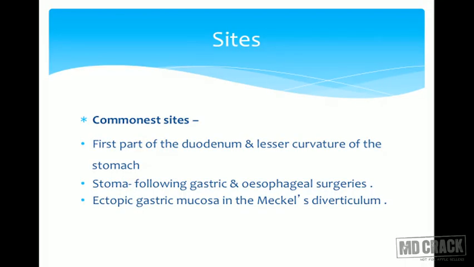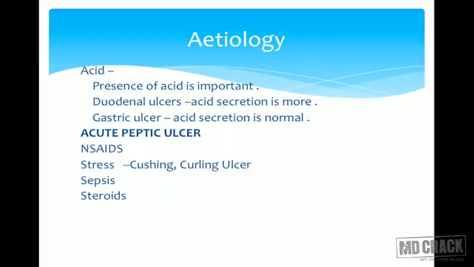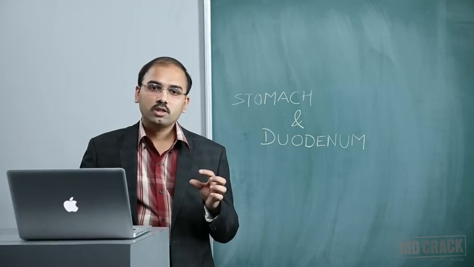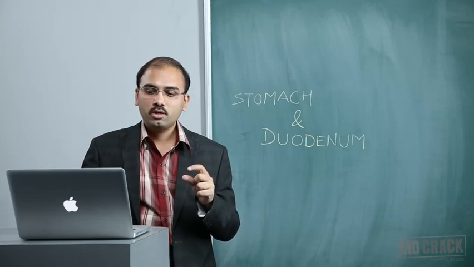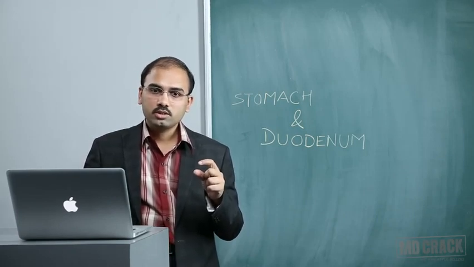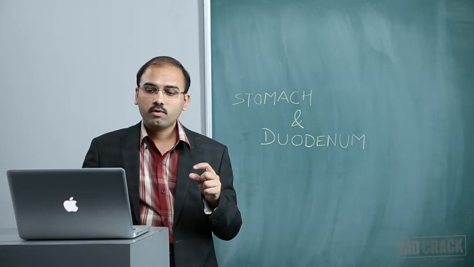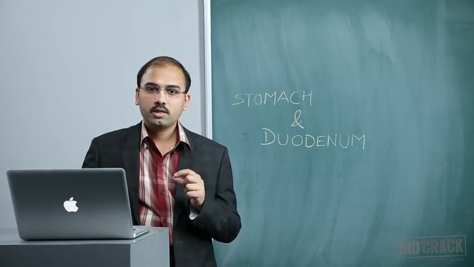Next comes the stoma following gastric and esophageal surgeries. The next site remains the ectopic gastric mucosa seen in Meckel's diverticulum. What is the etiology? Presence of acid is important. Hence in duodenal ulcers, acid secretion is more, but in gastric ulcer, the acid secretion is normal. We have learned earlier that in H. pylori infection, there is damage to the gastric mucosal barrier. So in spite of having normal acid secretion, the stomach can form gastric ulcers if the mucosal barrier is damaged.